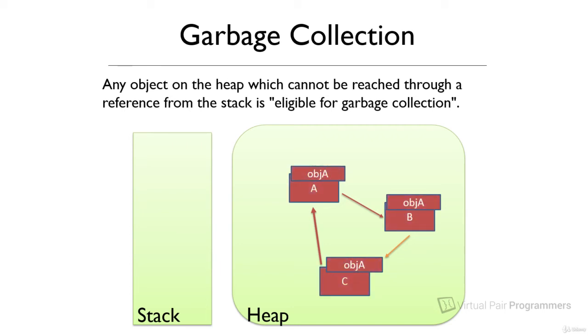Actually, I should just say here for completeness that static objects, as we know, are referenced from the metaspace. So when we're talking about the garbage collector determining which objects are available for garbage collection, I really should say it's any object which is unreachable from the stack or from the metaspace. Because these static objects will never be lost, the references from the metaspace will never be deleted, these objects will never be eligible for garbage collection.